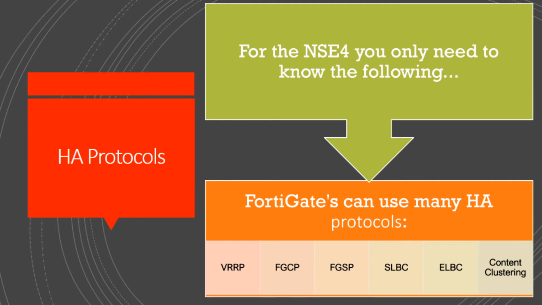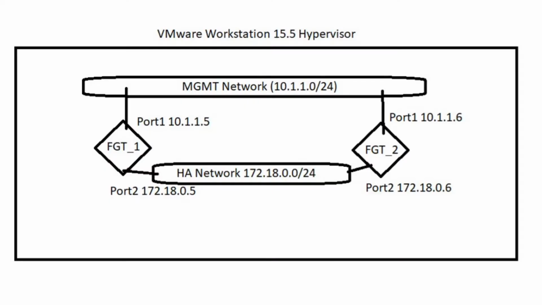All right, let me fire up my super high-tech network diagram technology. Yep, there it is. Found it. So as you can see here, on my workstation I'm running VMware Workstation 15.5 as the hypervisor. I have this management network, which is really just my local LAN. And then I have FortiGate 1 and FortiGate 2. These are virtual machines. Each one has 2 ports. Port 1 is the management network. That's how I access it over SSH or HTTP.